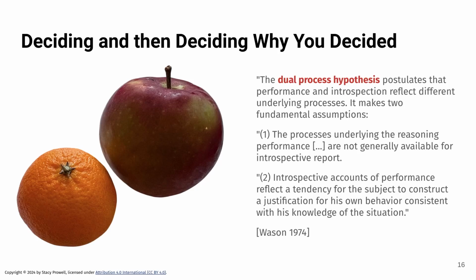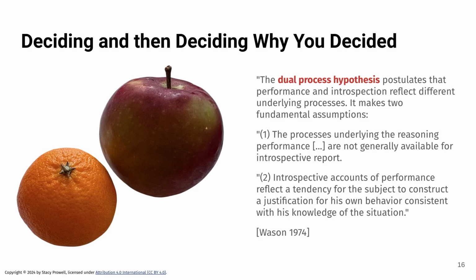Well, there are a couple competing theories, but one of them is the dual process hypothesis. And this states that performing a decision, doing the work of figuring out what you want to do, and then introspection, explaining to me why you did that, represent different underlying processes. Now, you would think that they're basically the same, right? Do you want an apple or an orange? And I tell you, I want an orange. And you're like, why do you want the orange? And now you give me your reasons. You tell me why you made the decision to choose the orange.